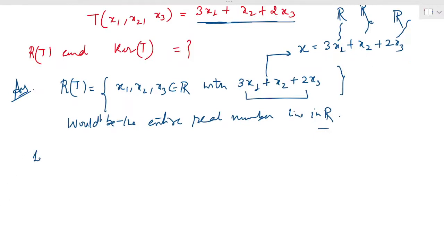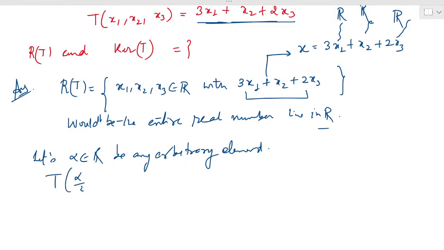Let us take an example. Let's say alpha belongs to R, be any arbitrary element. Any arbitrary element means any alpha belongs to R. And let us try to take the image of T of (alpha, 3, 0, 0). It will come out as alpha. Alpha belongs to complete R, so your linear transformation's range will contain all real R.